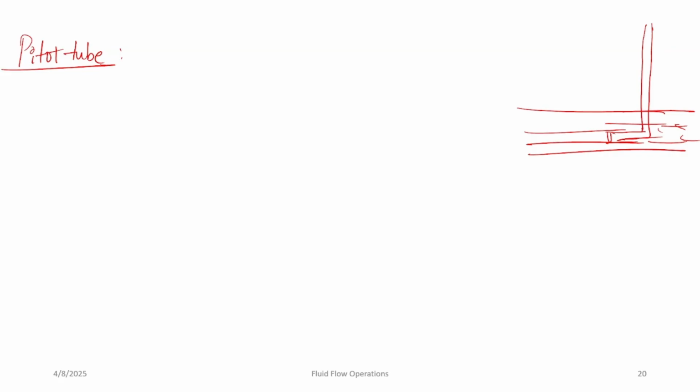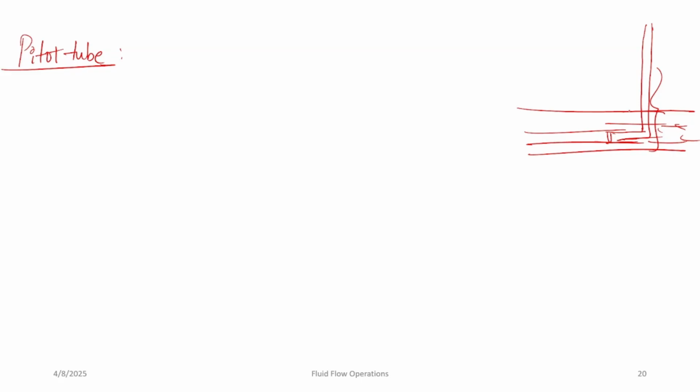So whenever you place this tube in water, or in any flow, what happens? The water in the tube will go up. The height of water will increase, and the height of water will help you in determining the velocity of the fluid. So he measured the flow velocity by measuring the increased height of water due to the pressure.